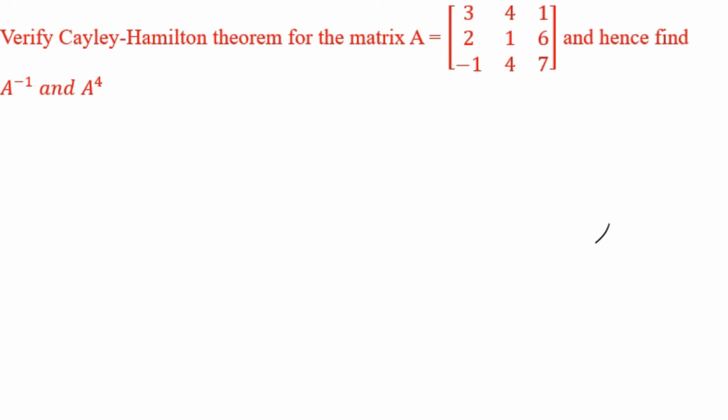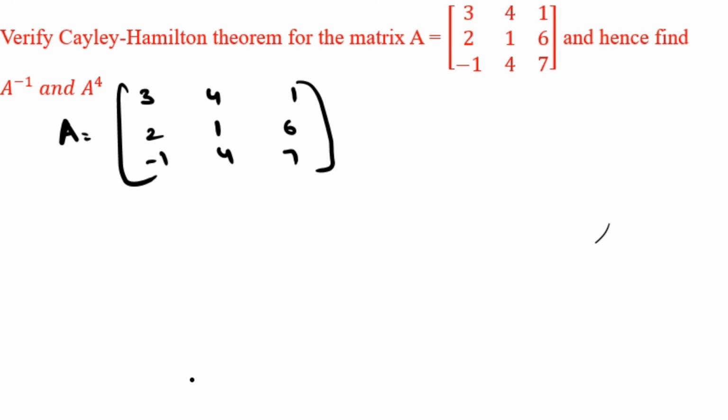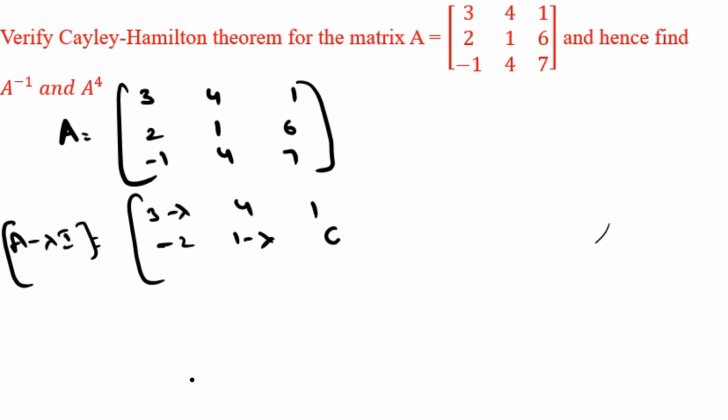Verify Cayley-Hamilton theorem for a matrix A, where A is 3, 4, 1, 2, 1, 6, minus 1, 4, 7. Therefore, the characteristic matrix will be A minus lambda I, which is 3 minus lambda, 4, 1, minus 2, 1 minus lambda, 6, minus 1, 4.